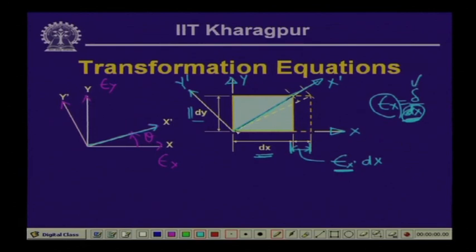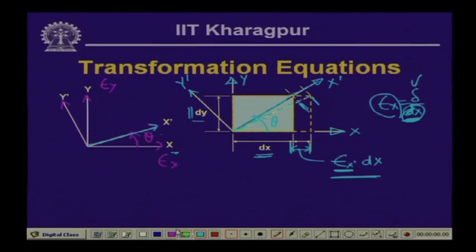So, this is the diagonal after it has undergone extension. If we are interested to know how much extension this diagonal has undergone with reference to epsilon x, then this particular angle is theta, as we have defined that the x dashed axis is lying along the diagonal, and hence the x dashed axis is making an angle of theta with x. So, this particular angle is theta.